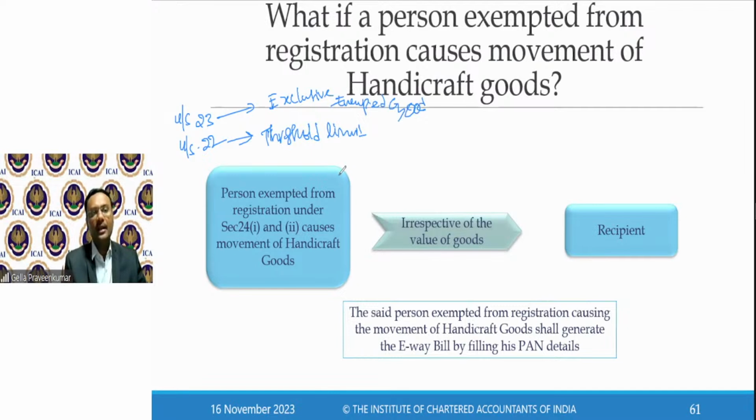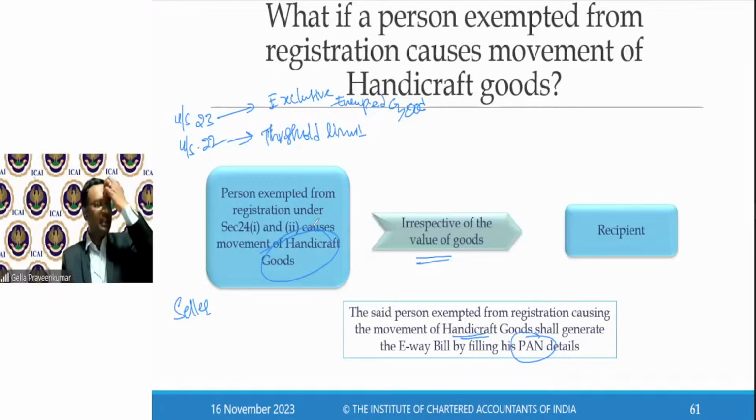Now here, by virtue of section 22 read with 23, seller who deals with handcraft goods is not registered under GST. In the case of movement of goods for handcrafts, whatever be the value, the e-way bill has to be prepared in case of movement of handcraft goods, where PAN can be used for preparation of e-way bill. 24 subsection 1 deals with the interstate supply. 24 subsection 2 deals with your casual taxable person scenario.